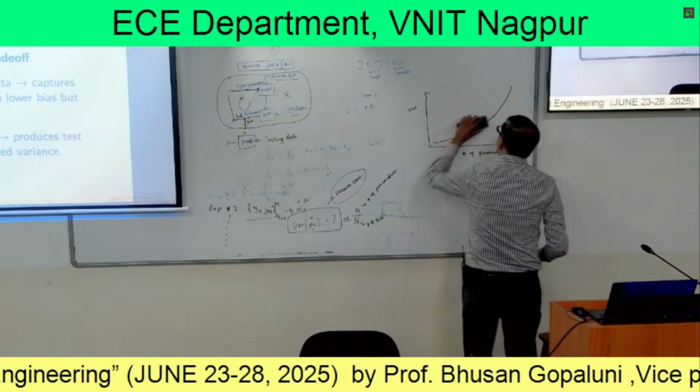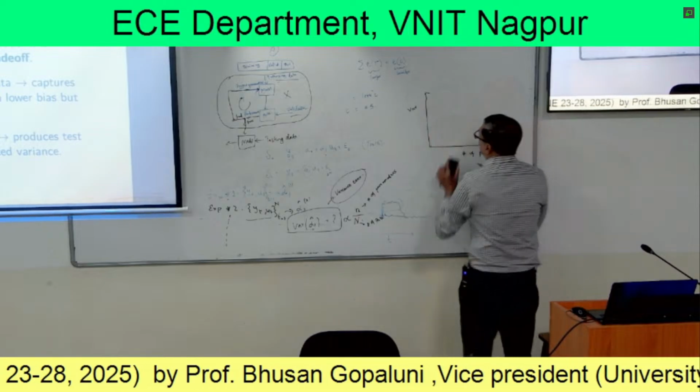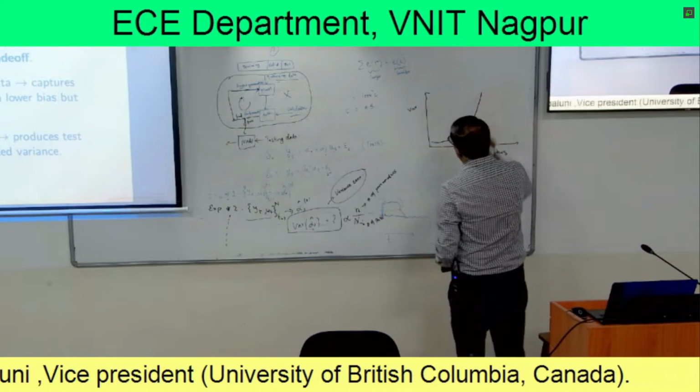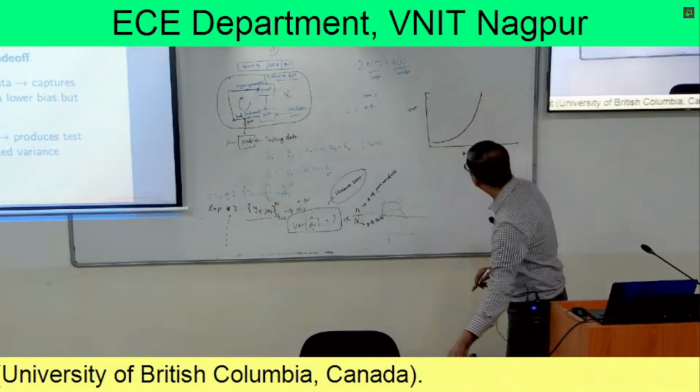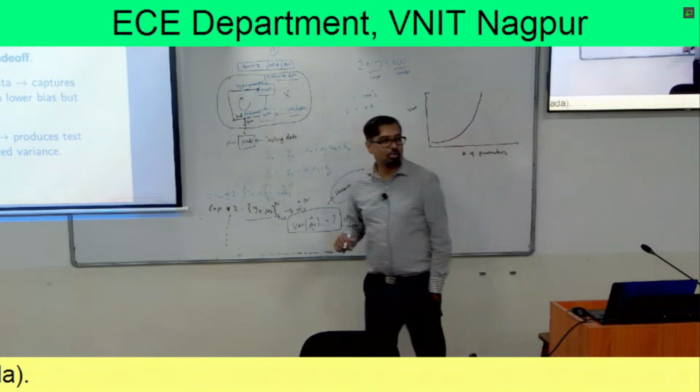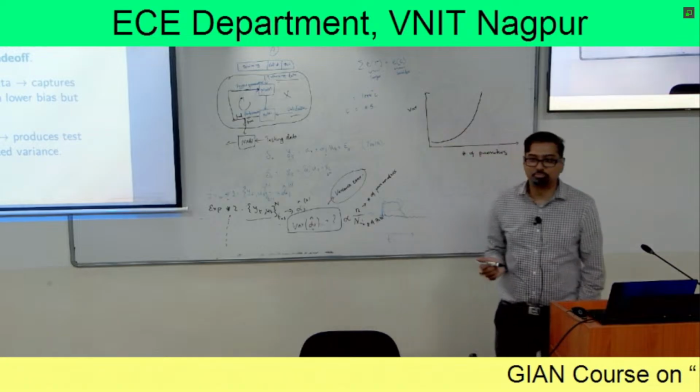I want to leave some space on the right-hand side, so I'm going to redraw this. Okay, so it goes like that. Now, what is bias? Does anyone know what bias is in this example?